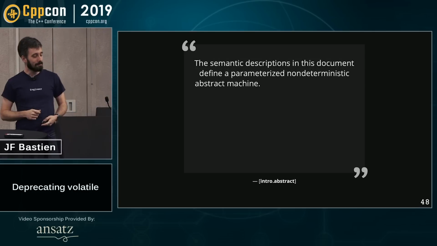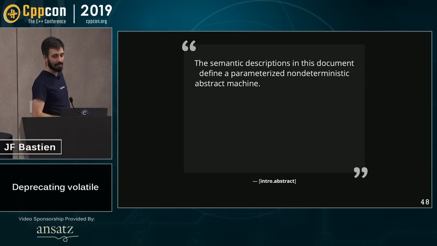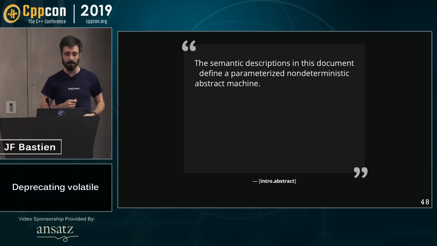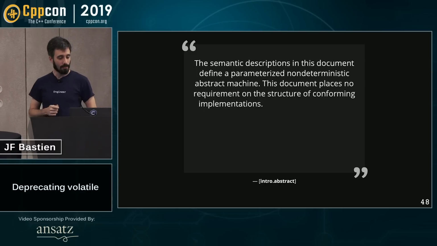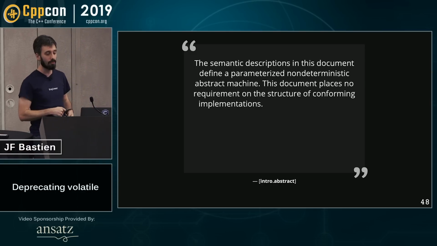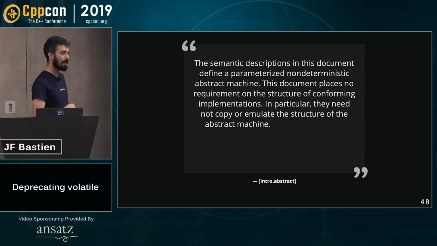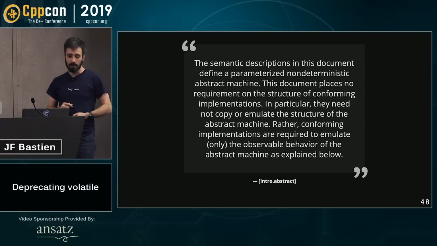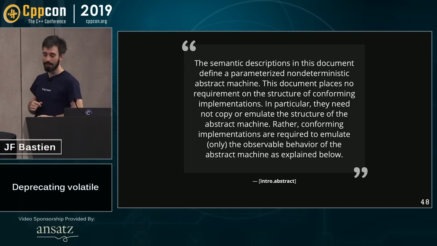So, let's start with C++. Intro.abstract: "The semantic description in this document defines a parametric, non-deterministic abstract machine. This document places no requirements on the structure of conforming implementations. In particular, they need not copy or emulate the structure of the abstract machine. Rather, conforming implementations are required to emulate only the observable behavior of the abstract machine as explained below."